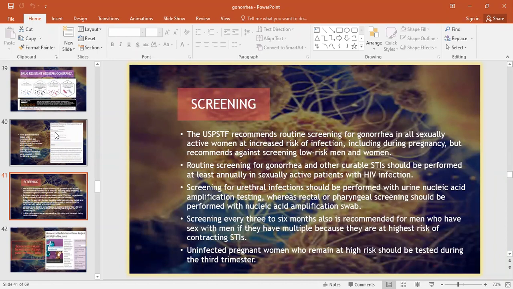Screening every 3 to 6 months is also recommended for men who have sex with men or have multiple partners, because they are at high risk of contracting STIs. Uninfected pregnant women who remain at risk should be tested during the third trimester.